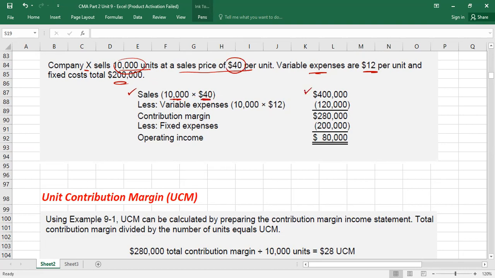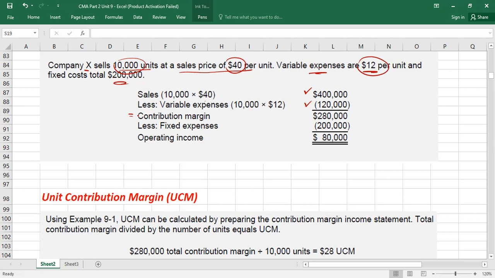From there, we deduct variable expenses. How can we calculate them? We take units produced or units sold, because production is equal to sales, and multiply by the variable cost of 12 per unit. This gives you a variable cost of $120,000. Then sales less variable cost gives you the contribution margin.